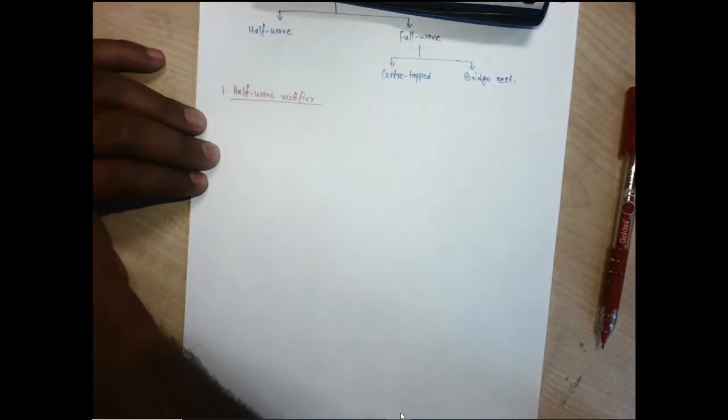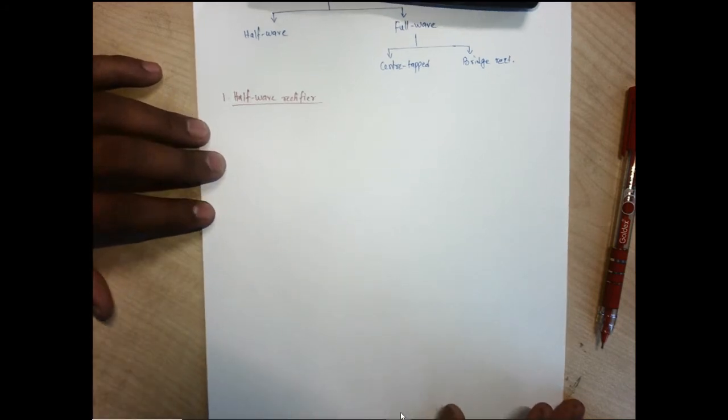So what is this half wave rectifier? It is an electronic, or better to say an electrical device, which offers a low resistance to the current in one direction but a high resistance to the current in the opposite direction. So that is what a rectifier is all about. A rectifier is a device which offers a low resistance to the current in a particular direction, let us consider one direction, but a high resistance to the current in the opposite direction.